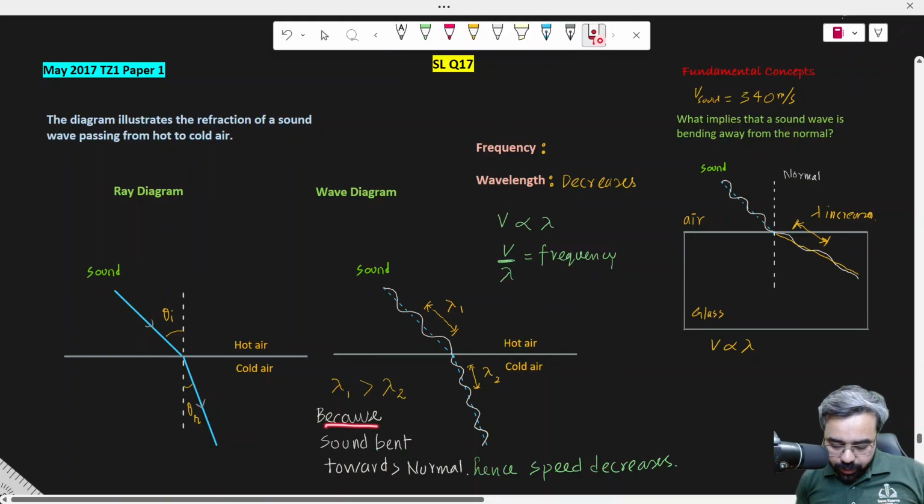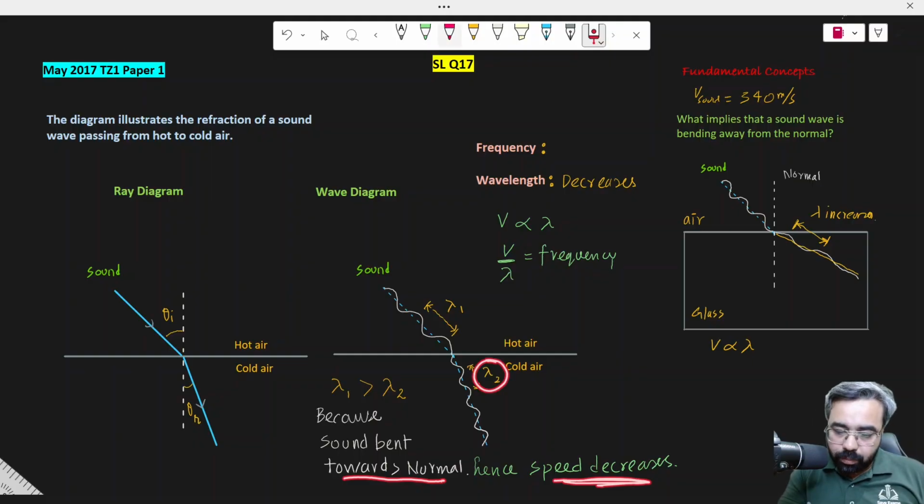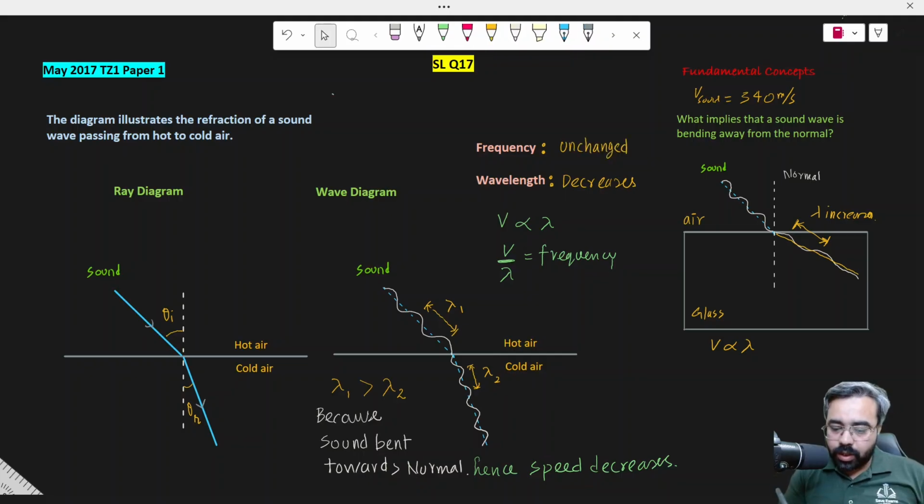So I told you this and I have written as well that sound bends towards the normal, that's why the speed decreases and the wavelength decreases. But the frequency will remain unchanged. So the right answer must be option B: frequency is unchanged and the wavelength decreases.